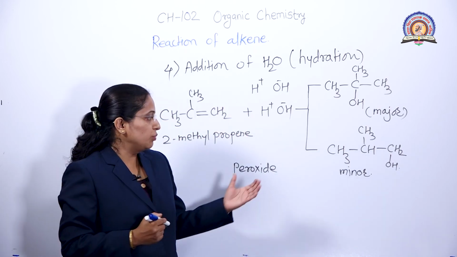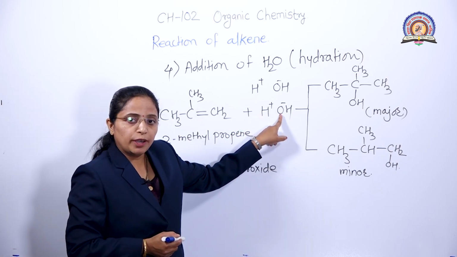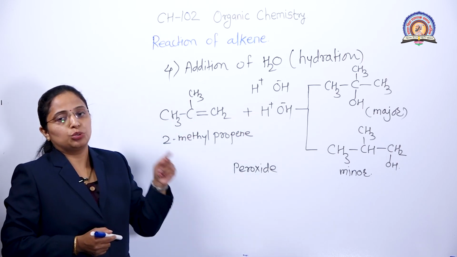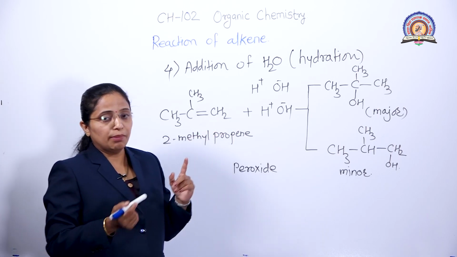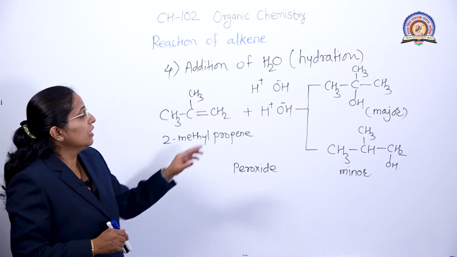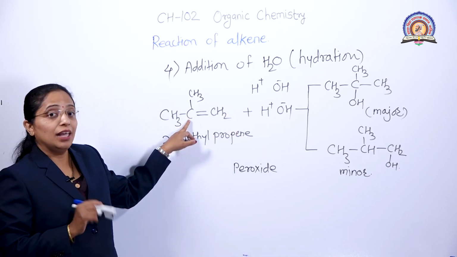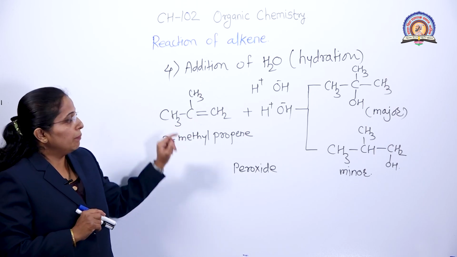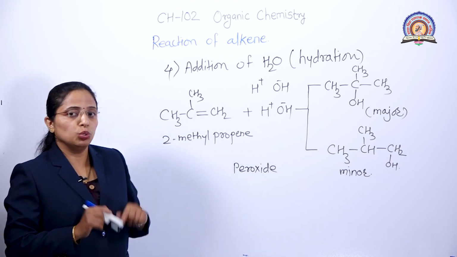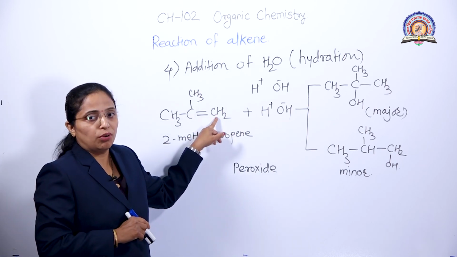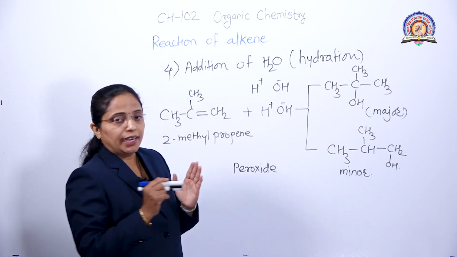So let us discuss what this peroxide effect is. In the peroxide effect, the negative part of the reagent gets attached to the carbon which has more hydrogens. In Markovnikov's rule, what do they say? The negative part of the reagent gets attached to the carbon which has fewer hydrogens, right? But in the peroxide effect, the negative part gets attached to the carbon which has more hydrogens. That product is the major product. So it is exactly opposite.